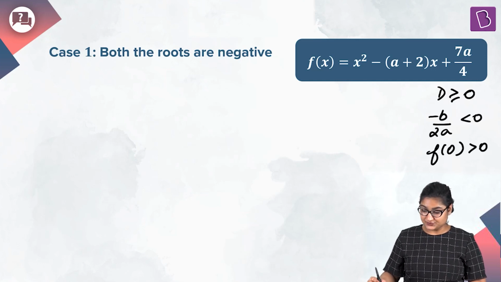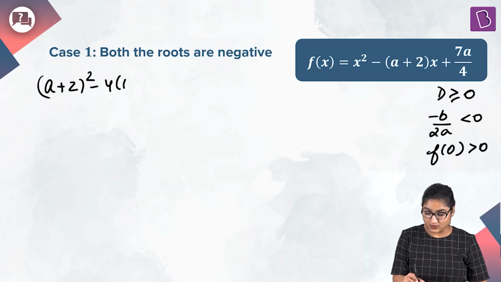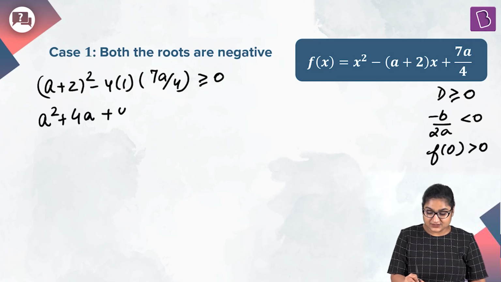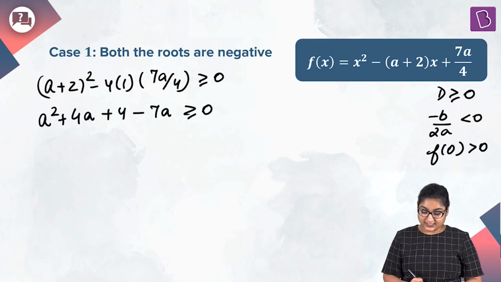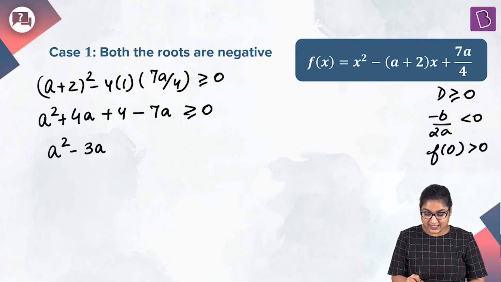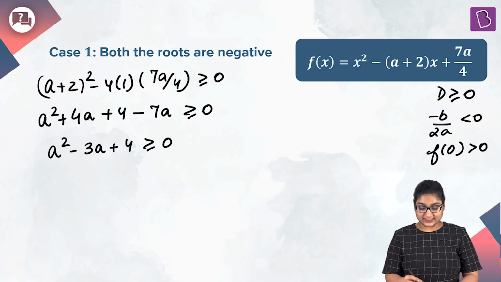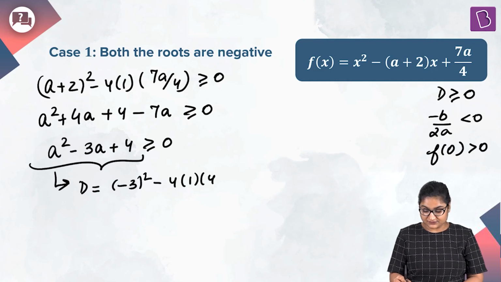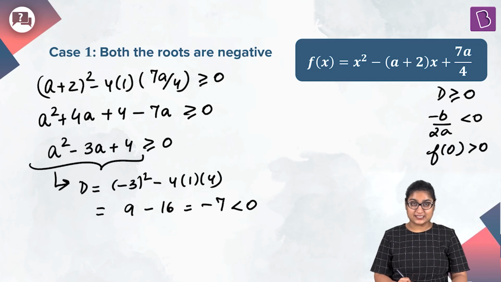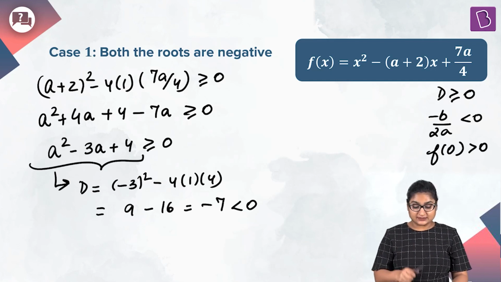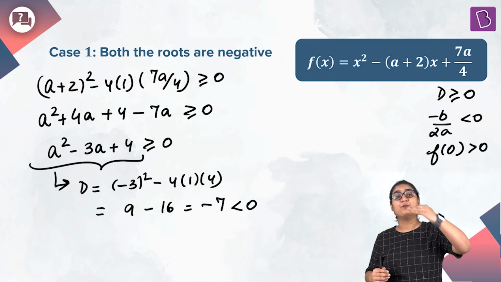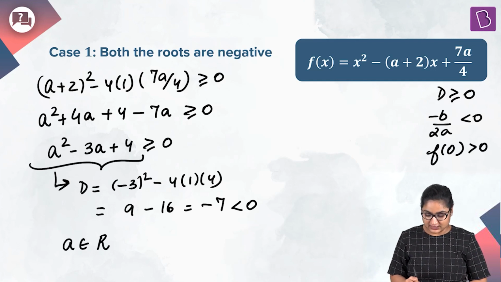Starting with D greater than or equal to 0, we will get (a plus 2) the whole square minus 4 times 1 times 7a by 4 is greater than or equal to 0. If we simplify it further, we get a square plus 4a plus 4 minus 7a greater than or equal to 0. Now what we get here is a square minus 3a plus 4 greater than or equal to 0. Now I have a quadratic in a. If I calculate D for this quadratic, I get (minus 3) square minus 4 times 1 times 4, which gives us 9 minus 16 equal to minus 7, which is less than 0. As we have D less than 0 and the coefficient of a square as 1, this term a square minus 3a plus 4 is always greater than 0, because we have an upward opening parabola lying above the x-axis. So we can say that a belongs to the set of real numbers.